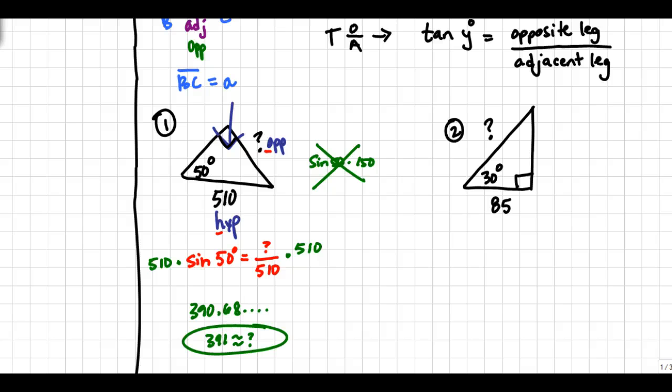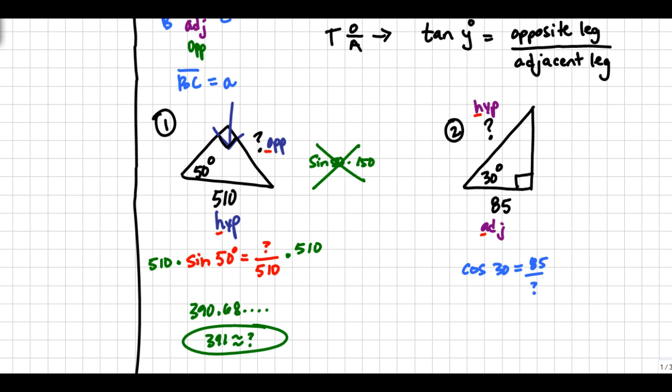Let's go ahead and try the next one. Again, we're going to label what we have in relation to the angle that's marked. 85 is adjacent to that angle, and the question mark side now is the hypotenuse side. So the part of SohCahToa that addresses A with H is cosine. So I'm going to set up a cosine problem. Cosine of the angle is equal to A over H. So I'm going to say 85 over question mark.